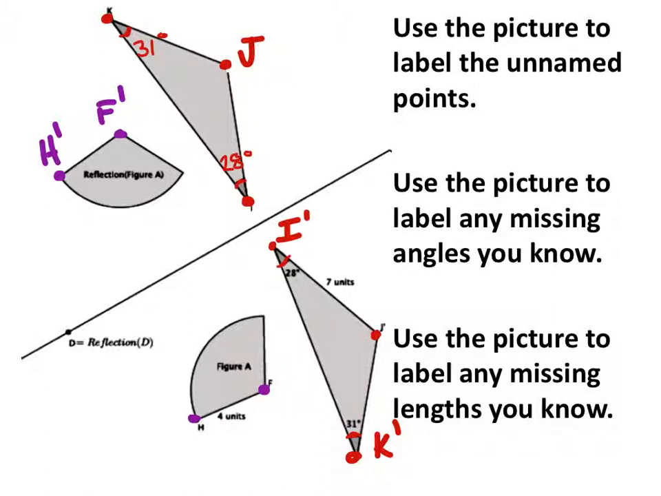Next up, use the picture to label any missing lengths. For example, we've got this length at 4 units. It's been reflected up here between H prime and F prime. So this one also would be 4 units. But also this line between I prime and J prime. So the original pre-image line also has to be the same length, 7 units.